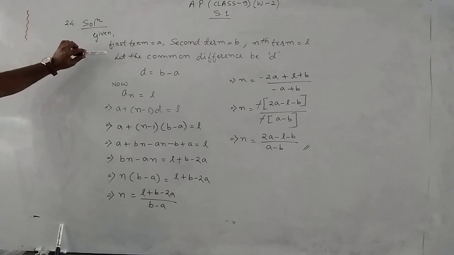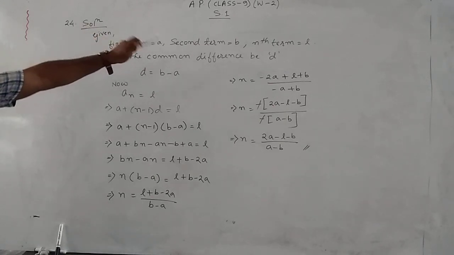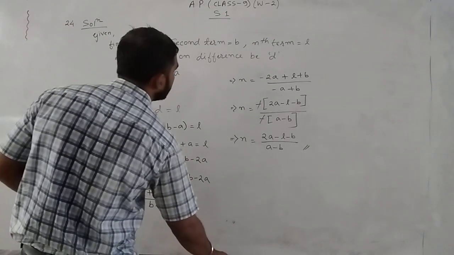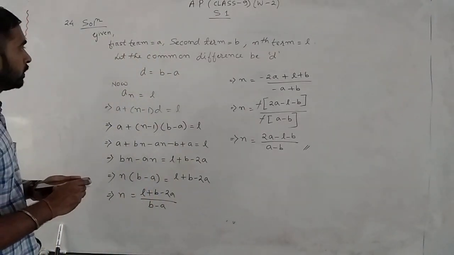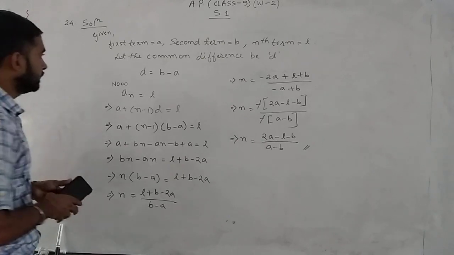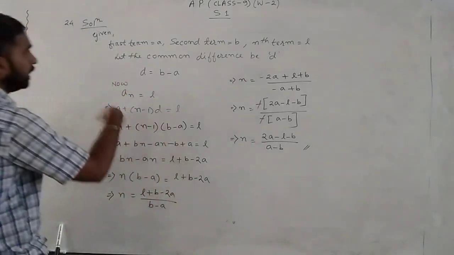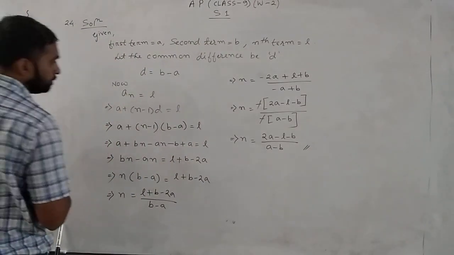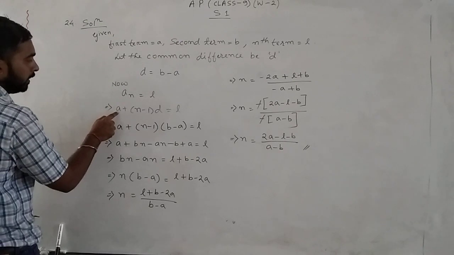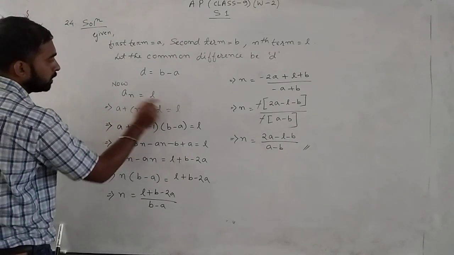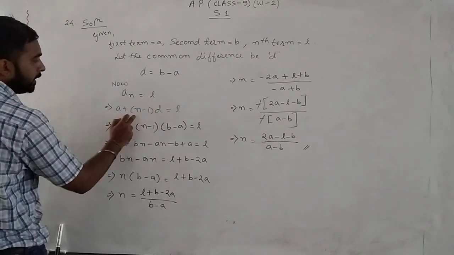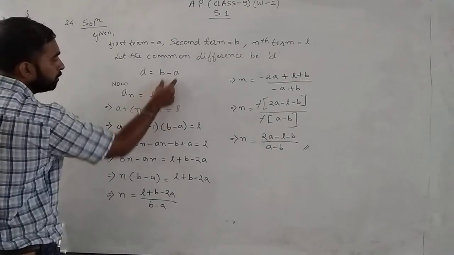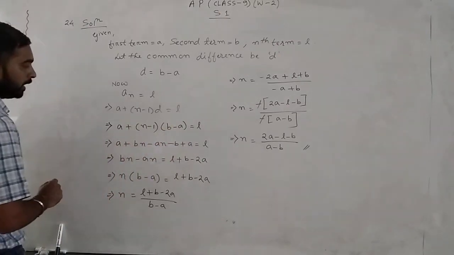First I wrote down what is given: first term A, second term B, and nth term L. Let the common difference be D, and D equals B minus A, that is second term minus first term. Then the nth term equals L, which is given. The nth term formula: A plus n minus 1 D equals L. A remains A, n minus 1 remains the same. I just replace the value of D, which I got, B minus A, equal to L.